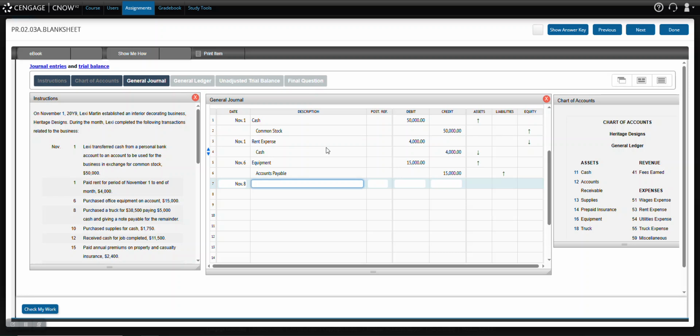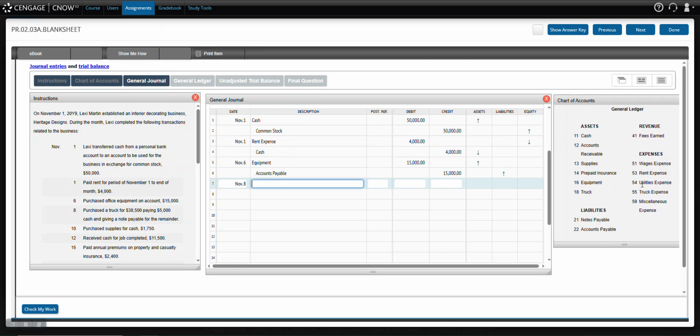On the 8th, it tells us that we've purchased a truck for $38,500, paying $5,000 in cash and giving a note payable for the remainder. Again, when you read that transaction, pay very close attention to the information that's being provided to you. It's guiding you. So what did we purchase? We purchased a truck. Well, we look over at our asset section, we see that we have a truck account. How are we paying for it? They tell us that we're paying $5,000 in cash. Well, we know we have our cash account, another asset account to us. And they said we're paying with a notes payable.